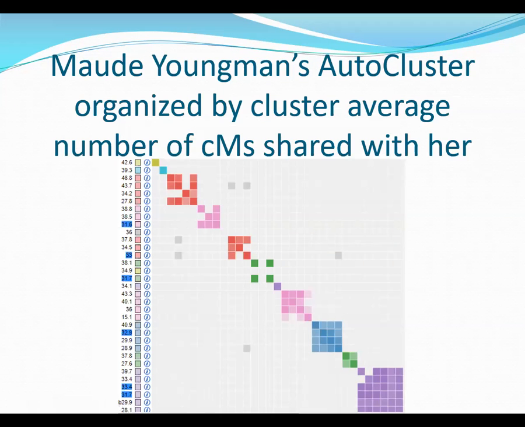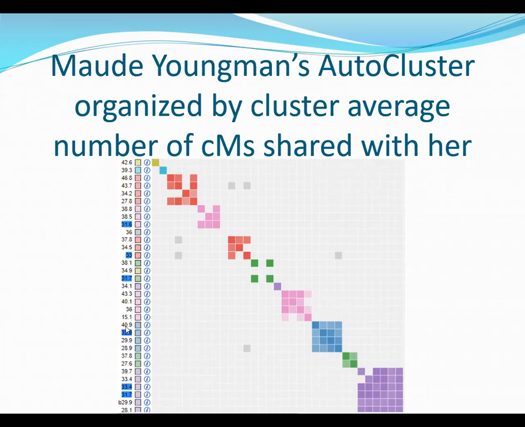Now here what we see is the number of clusters organized by the amount of shared centimorgans. And you can see the number of shared centimorgans up on the left side there. The first one only has one kit in it, 42 centimorgans shared in that particular cluster. And then it continues down.